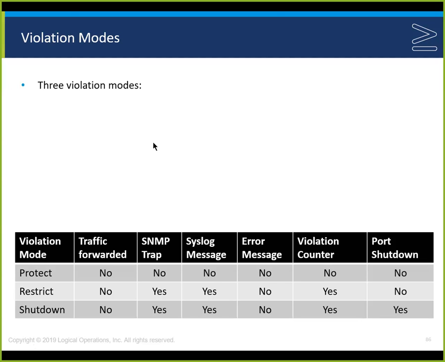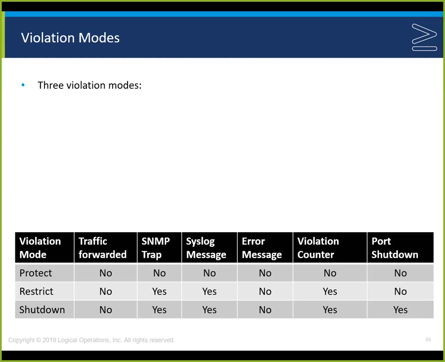The violation modes are protect, restrict, and shutdown. Is traffic forwarded? The answer is no for each of those. Are we going to send an SNMP trap? No in the protect, and yes for the restrict and the shutdown. Syslog messages, same as the SNMP, an error message: no in protect, yes for the others. Does it increment the violation counter? Protect is no and yes on the other two.